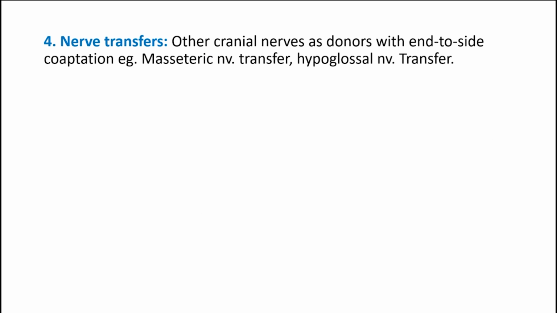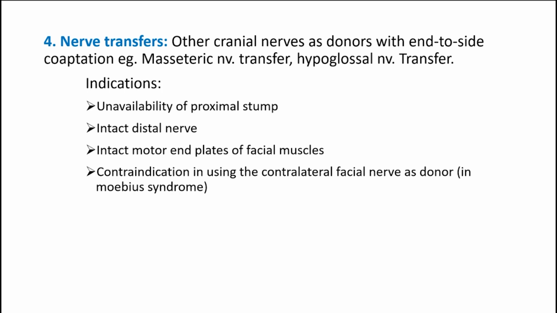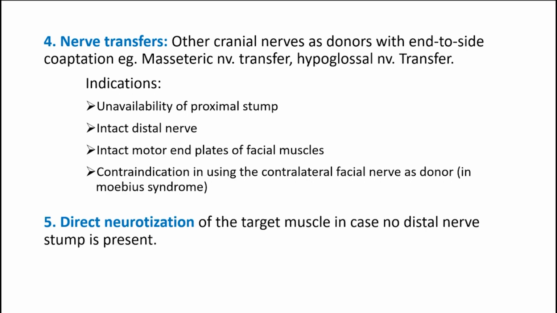Nerve transfer procedures are also indicated in facial nerve palsy, like the masseteric nerve transfer or the hypoglossal nerve transfer. These are done when there is an unavailable proximal stump, but the distal nerve is intact, the motor end plates of the muscles are intact, and you cannot use the contralateral facial nerve as donor, and you cannot go for cross facial nerve grafting. Sometimes, if there is no stump available at all, then you can directly neurotize into the target muscle.